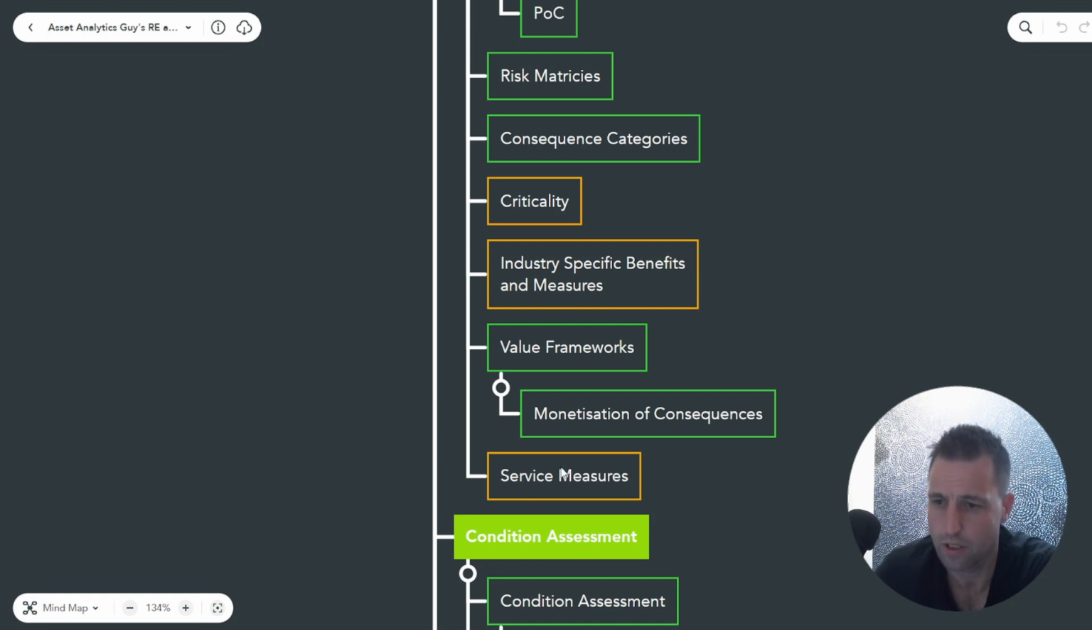Lastly, in this space, we have service measures. It's somewhat of a double up of the industry specific benefits and measures, but the focus of this one is more around solving different types of mixed integer programming problems and things like that, which we'll cover in a second, and understanding how we can constrain on various different targets and budgets and resource profiles and things like that.